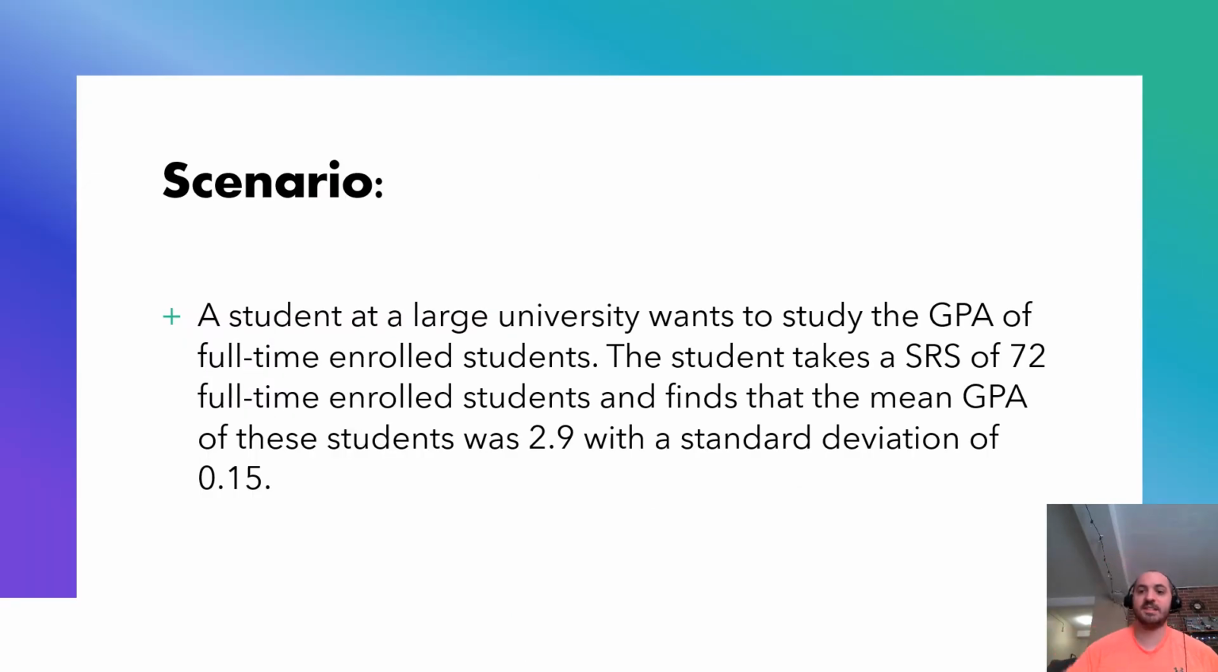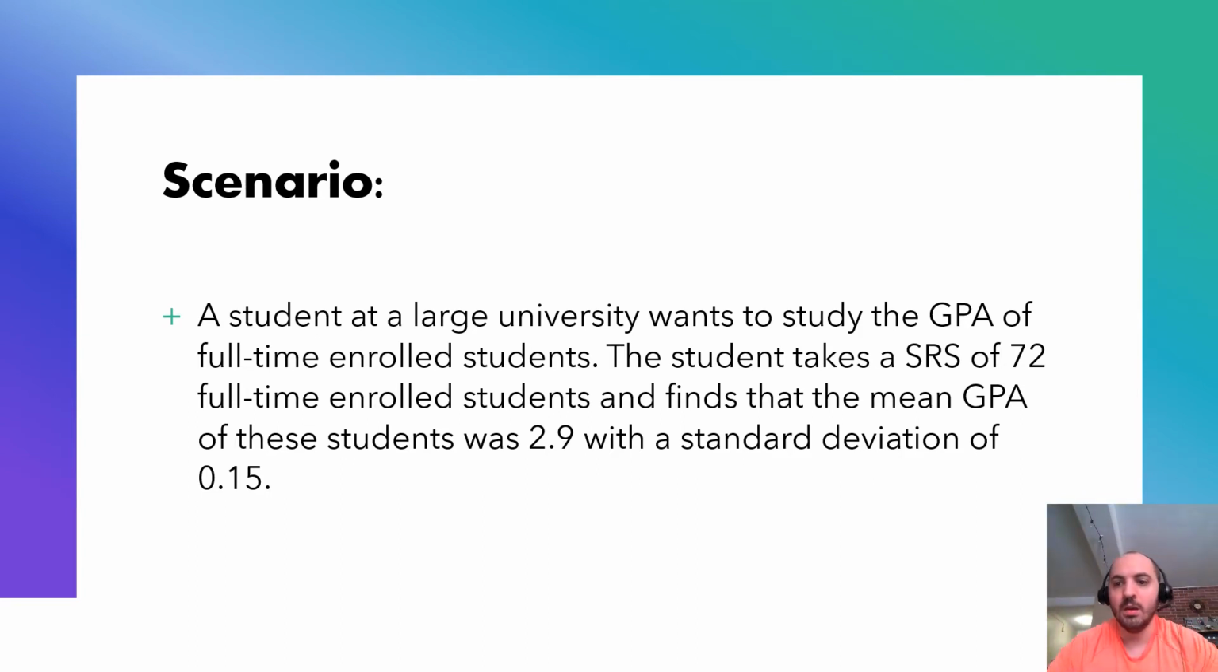So this is the same context that I'm using in my video where I go over an example of doing one of these problems. So this isn't me going through the problem, we're just talking about one aspect of it. But you have a student at a large university, they want to study GPA of full-time enrolled students. They take a simple random sample of 72 full-time enrolled students at the school and find that in their sample there is a GPA of 2.9 with a standard deviation of 0.15. So that's what this student gets from their simple random sample.